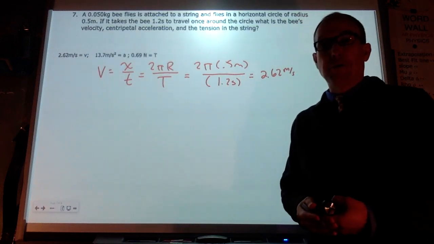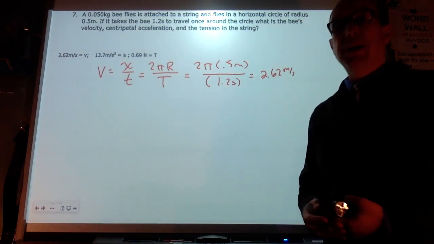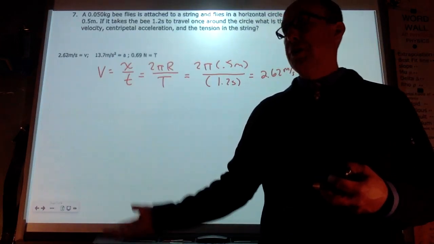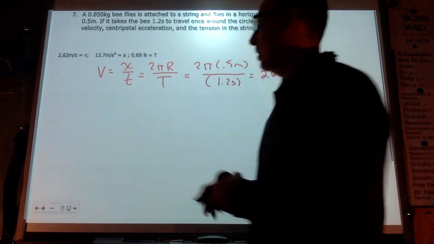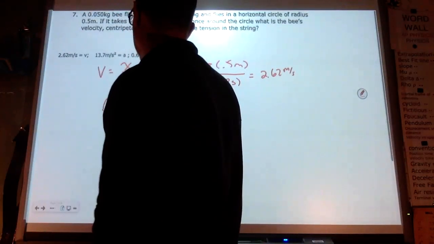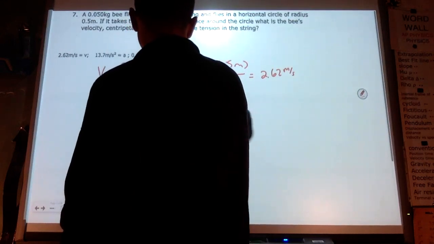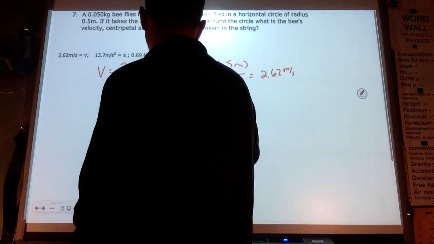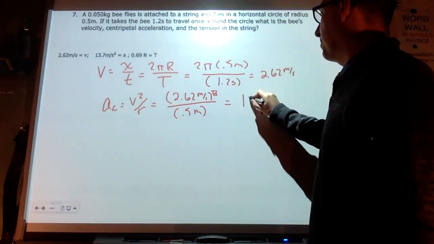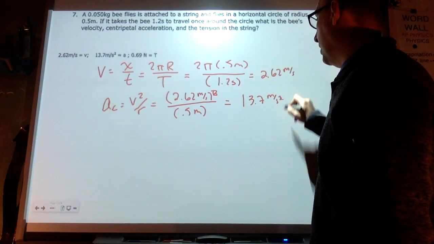In circular motion, we also have a special acceleration because we're not as much interested in how the velocity arrow is getting bigger or shorter, but just how it's turning. And this is given by v squared over r. So I'm going to have 2.62 meters per second, squared, divided by 0.5 meters. And this is going to be 13.7 meters per second squared.